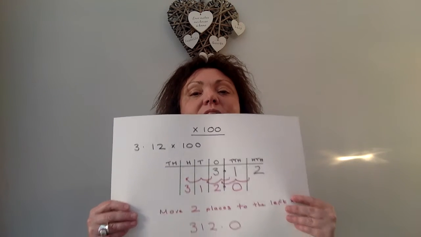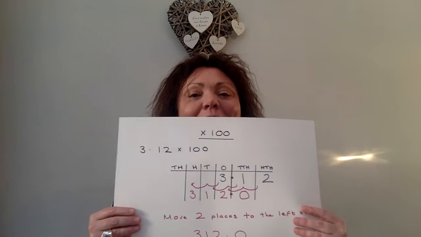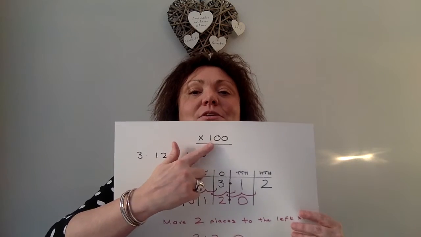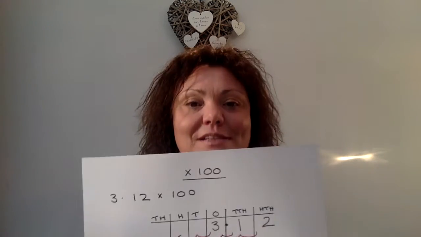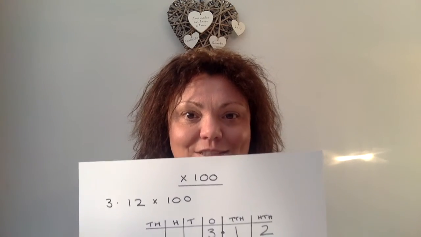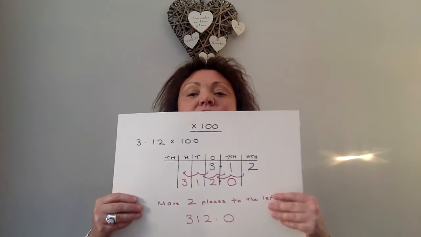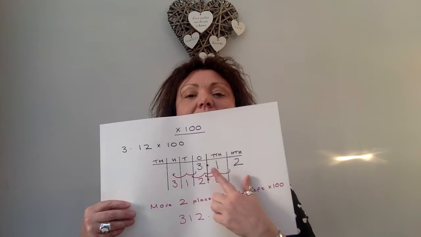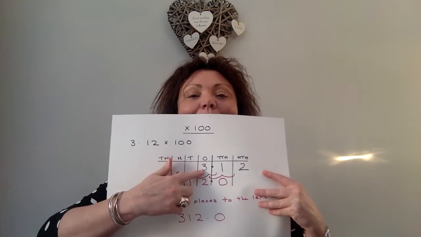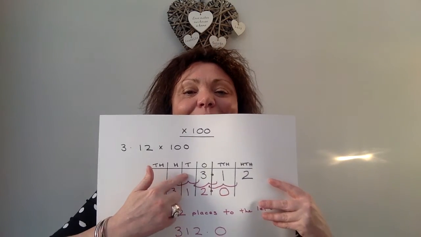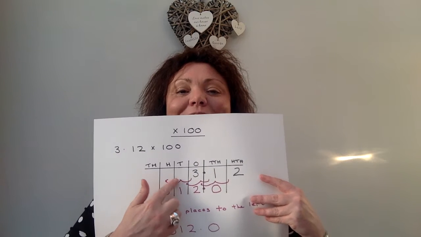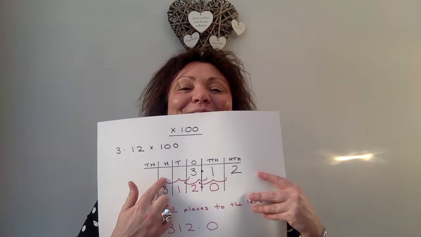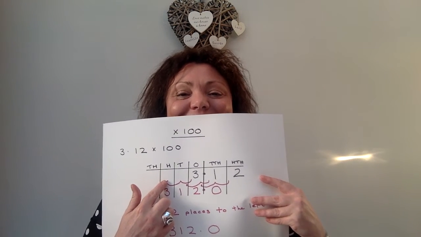So when we're multiplying it by 100, there's 2 zeros, aren't there? That gives us a bit of a clue how many times we need to move it. We are going to move it 2 places to the left. So I've got my arrows again. So that 3, let me get my fingers in the right place. That 3 moves across. Oh, what are my fingers doing? Moves 2 places to the hundreds.